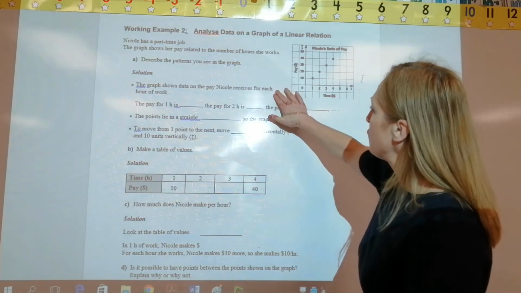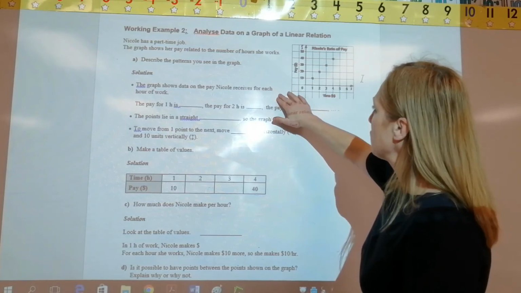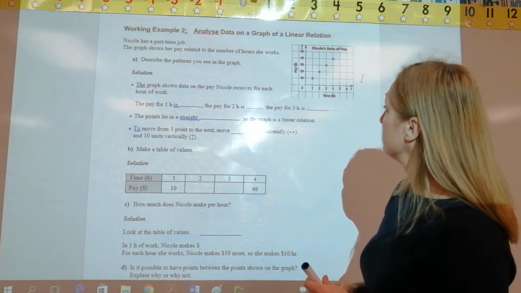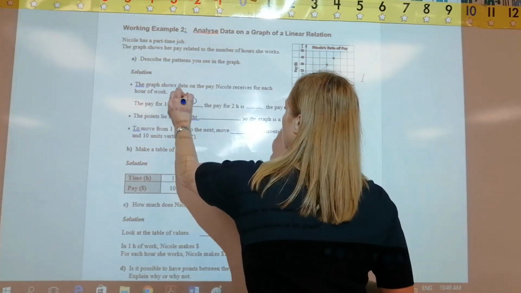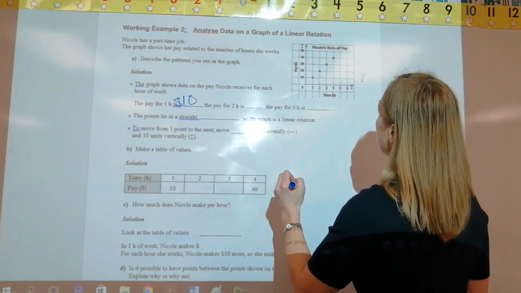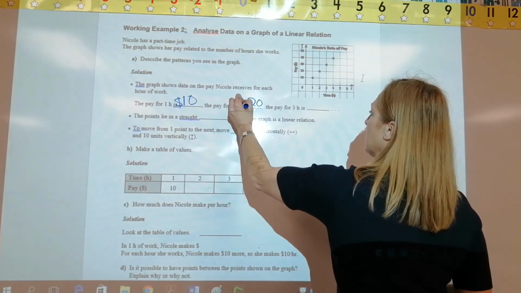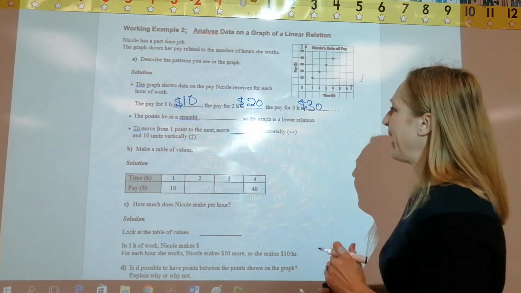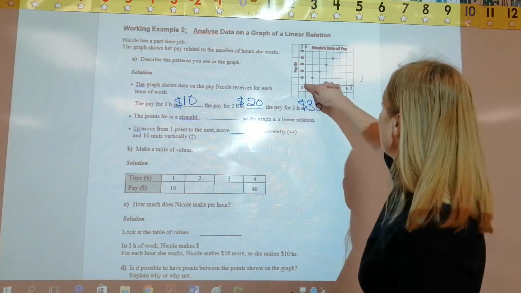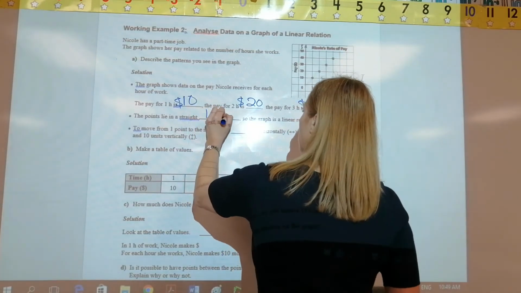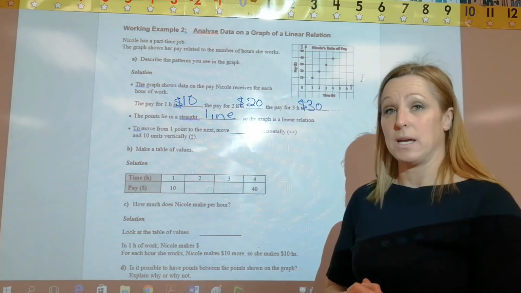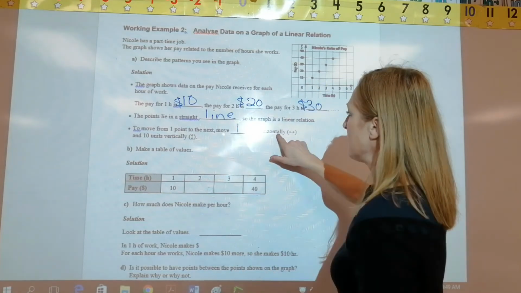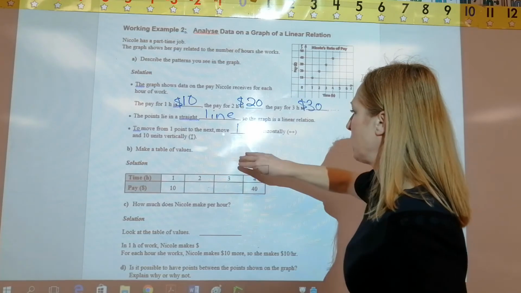Well, the graph shows data on the pay Nicole receives for each hour of work. The pay for 1 hour is $10. The pay for 2 hours is $20. The pay for 3 hours is $30. My goodness, look at that. We see a pattern. The points lie in a straight line. So the graph is a linear relation. To move from one point to the next, move 1 unit horizontally and 10 units vertically each time.